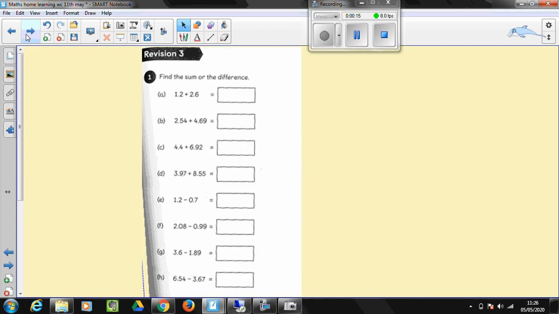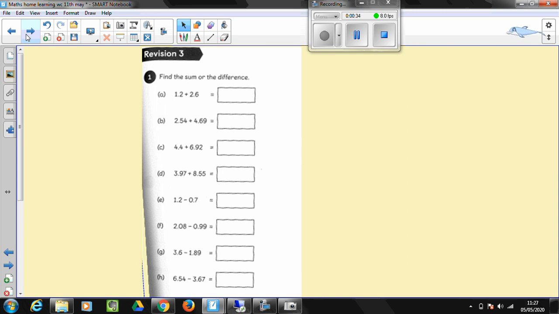So first of all, you're going to have a go at finding the sum or the difference. Remember, the sum means add the two together, the difference means take one away from the other. I'll read them out to you just in case you can't see them when I've enlarged them, and then pause the video and you have a go.